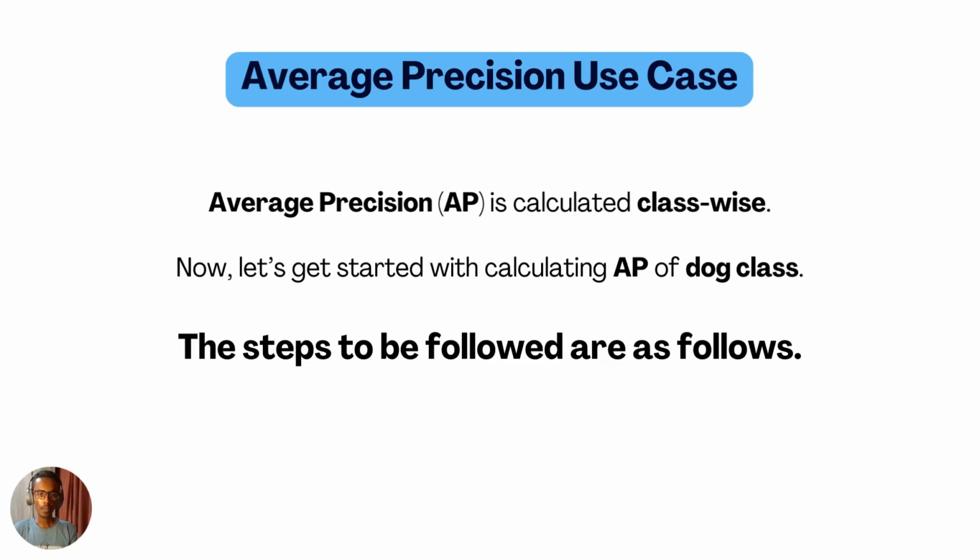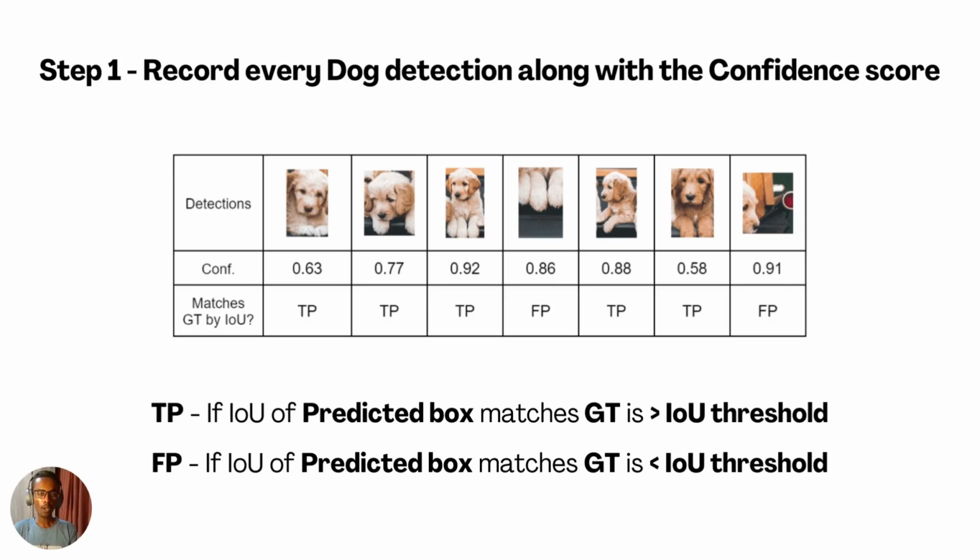The steps to be followed are, on step 1, we record every dog detection along with the confidence score. These are all of the dog detections that are given by our model. At the bottom, we can see a list of confidence scores. The confidence scores just tell us whether there is an object within the box. And the true positive and false positive labels are given to each of the detections for the dogs.